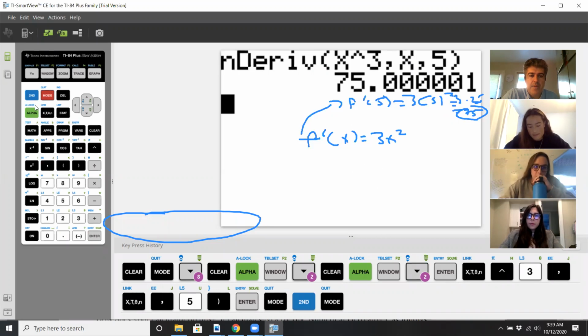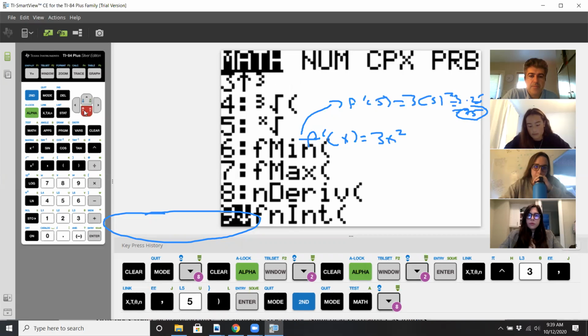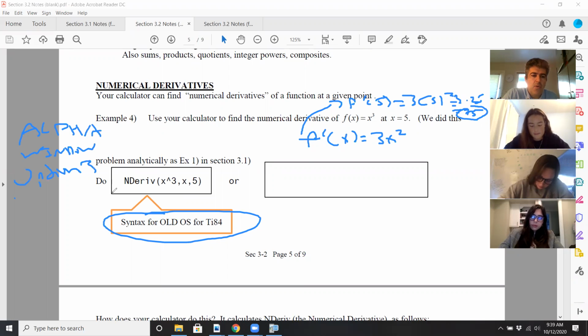And by the way, you can also call up the nderiv function under math and just scroll down, and it's right there, option 8. So to call it up again, you could do alpha window, option 3, or you could do math, option 8. That's how you can do a numerical derivative in the calculator. And what we just did right now was for the old operating system, or under mode, classic.